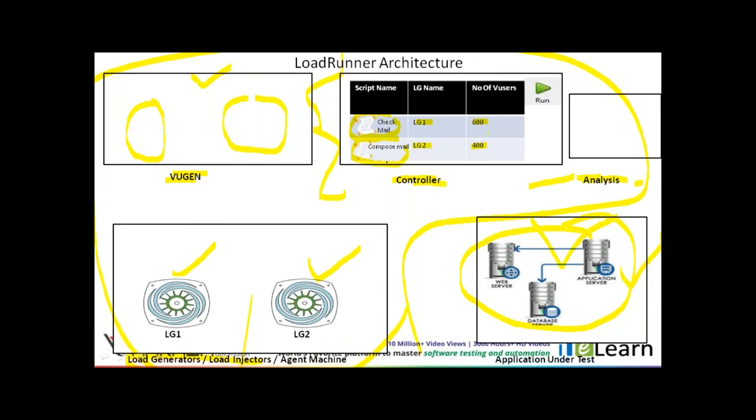Now a whole scenario is created. You click on the run button. Once you click on the run button, the checkmail script will be downloaded onto the LG1 machine, because you said these 600 users are coming from LG1. The composeMail script will be downloaded onto the LG2 machine, because when you configured the scenario in the controller, you said this should be LG1 and this is LG2. So checkmail is downloaded to LG1, composeMail is downloaded to LG2.